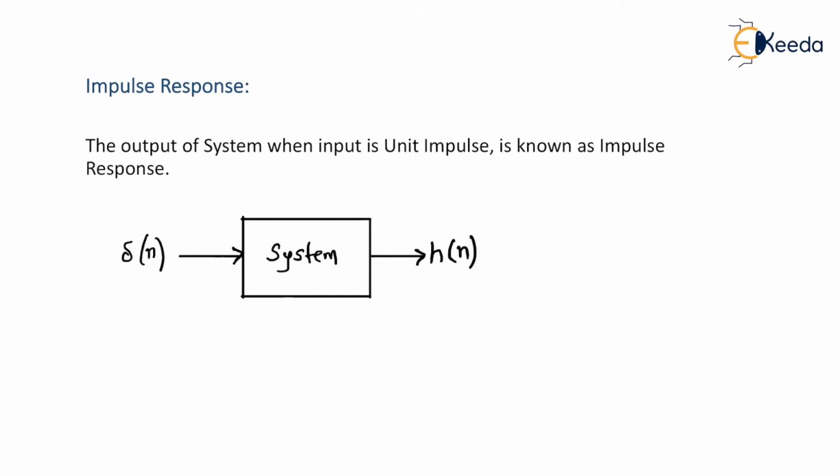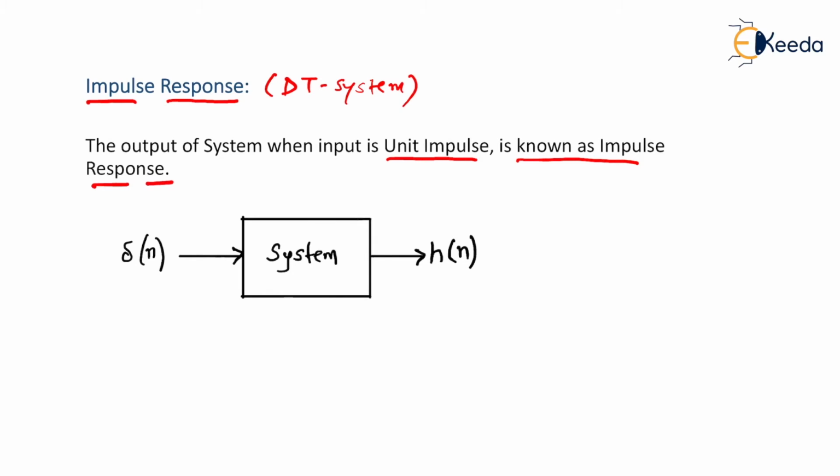As the name suggests, impulse response means it is a response given by a system in response to an impulse input, right? So what we are studying here is specially for discrete time systems. The output of a system when the input is a unit impulse is known as the impulse response.